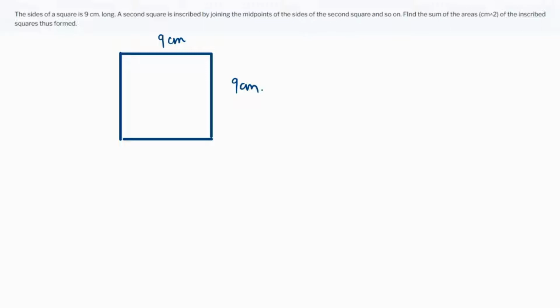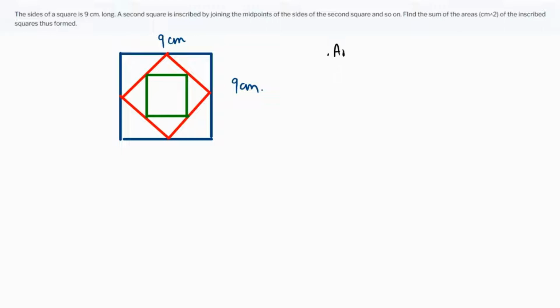So we have to find the sum of all the areas which are inscribed inside. Another square is formed by joining the midpoints. So the midpoints will be like this. In this way, we have joined all the midpoints, and then again a square is formed by joining the midpoints once again. So it is like this, and so on and so forth. The cycle will keep on going. So let's find out the area.